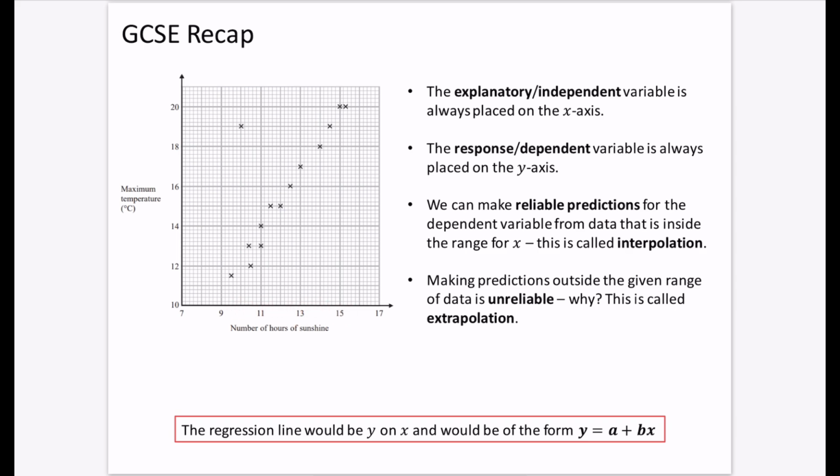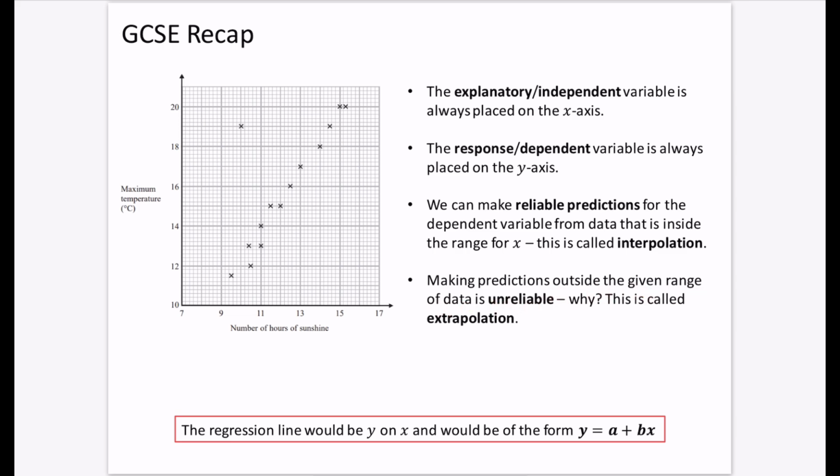So if I was going to try and make a prediction for, say, when there was 13 hours of sunshine, I could make a good prediction using a line of best fit or a regression line to help me to find out the maximum temperature on that particular day. That's because it's inside the data range. And you've probably seen this before from GCSE and maybe even before that. This is called interpolation.